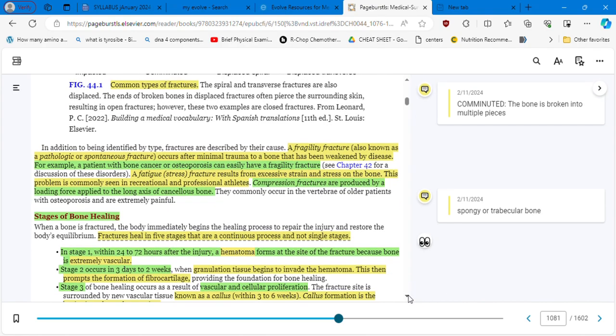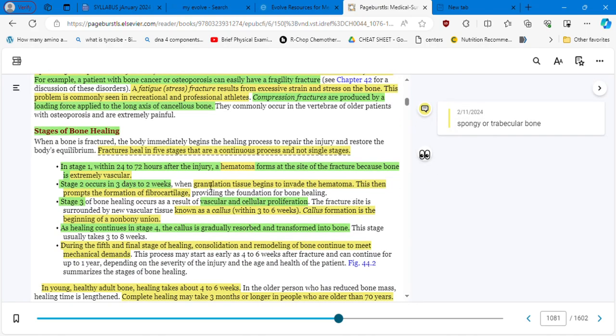Okay, so let's continue. Stages of bone healing. Fractures heal in 5 stages. They are a continuous process and not single stages. Okay, so in stage 1, within 24 to 72 hours after an injury, a hematoma forms at the site of the fracture because bone is extremely vascular, right?